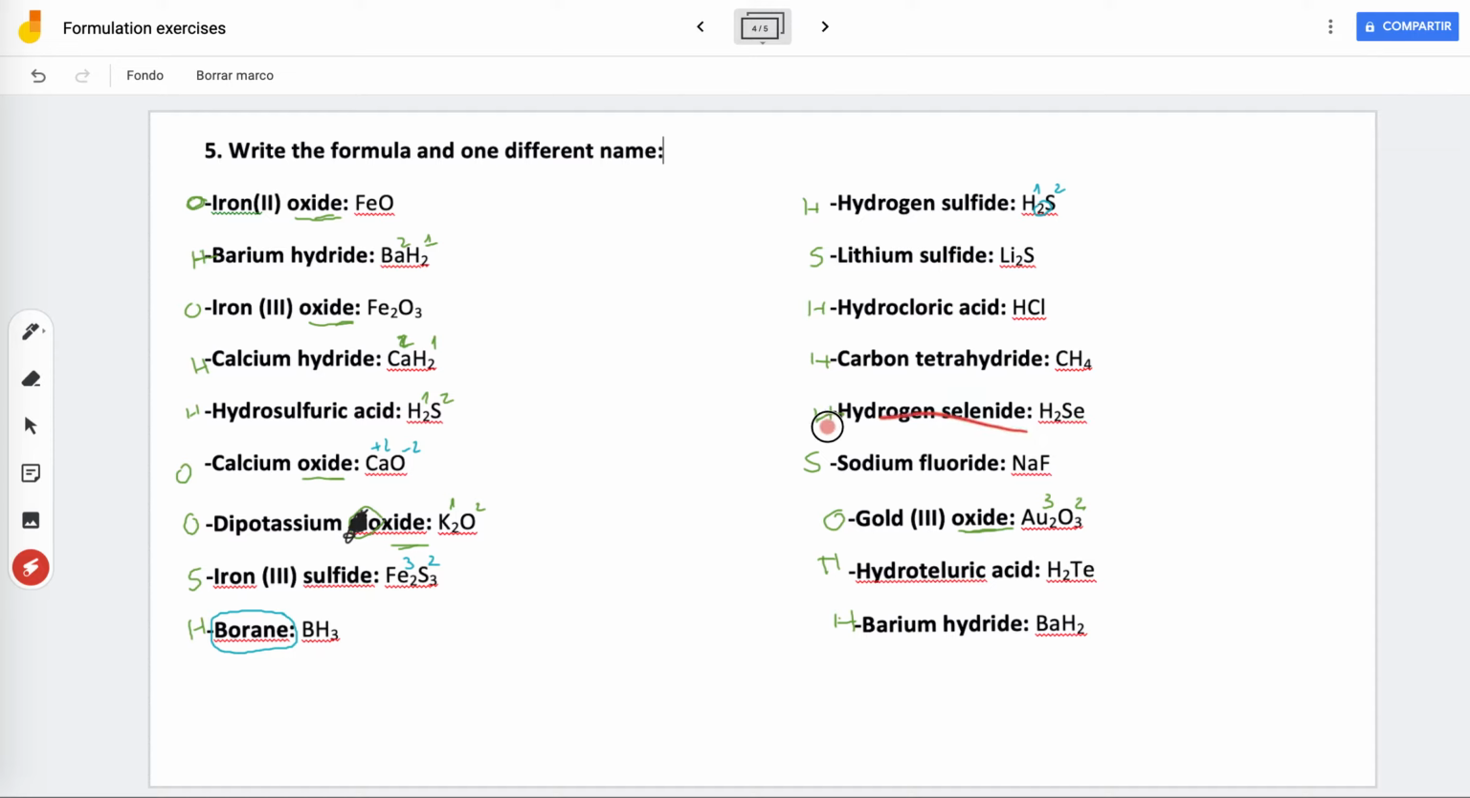This is another salt, sodium fluoride. Sodium is +1 and fluoride -1. So 1, 1, it stays like that, but I'm not going to ask it, okay? Gold 3 oxide, gold 3 as you can see here. And yes, we solved it before. Hydrochloric acid, yes.